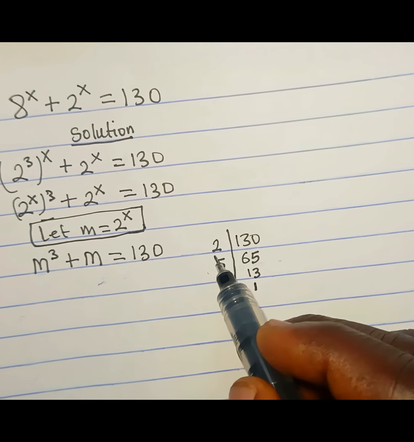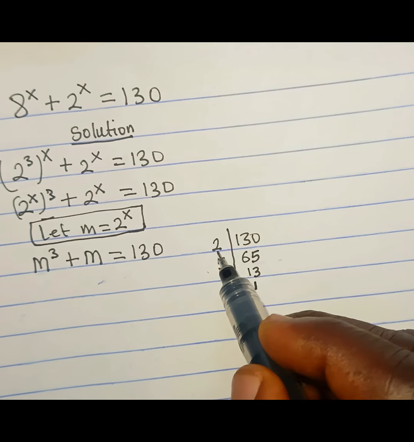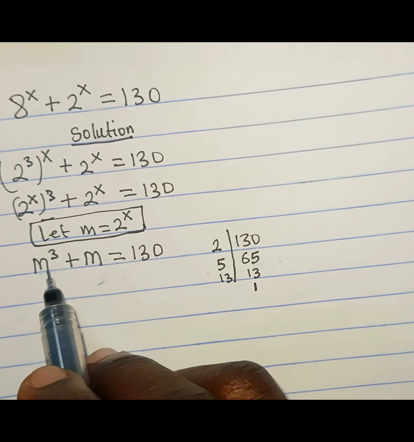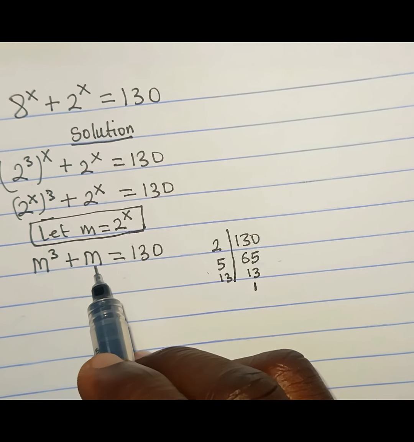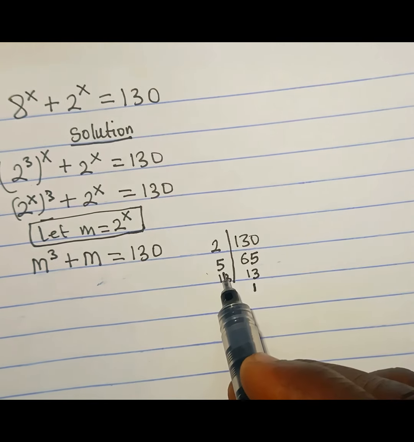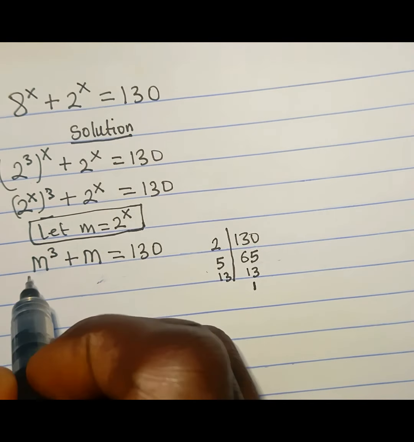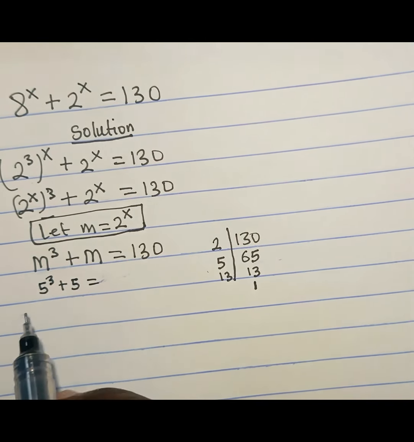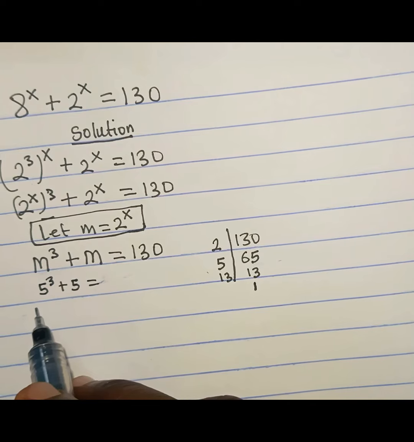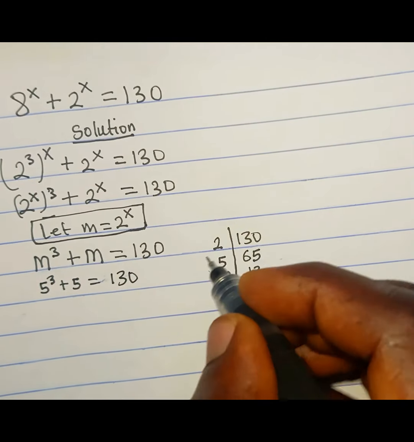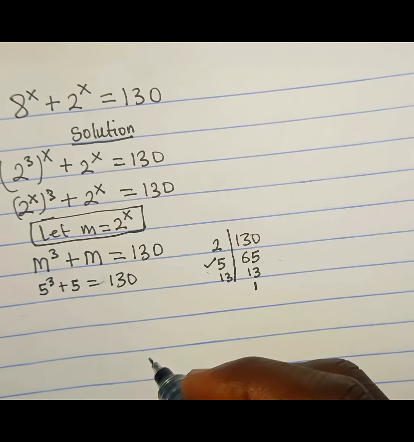Out of these three, 2, 5, and 13, if we substitute 2 into this equation in place of m, we see that 2^3 is 8, then 8 plus 2 is 10. 10 is not equal to 130, so this is not the solution. So let's try 5. When we substitute 5 here, 5^3 plus 5: 5^3 means 5 multiplied by itself 3 times, which gives us 125. Then 125 plus 5 is the same as 130. So this 5 satisfies this equation.